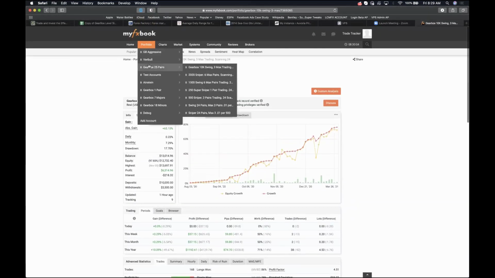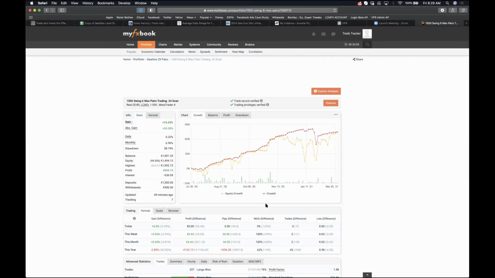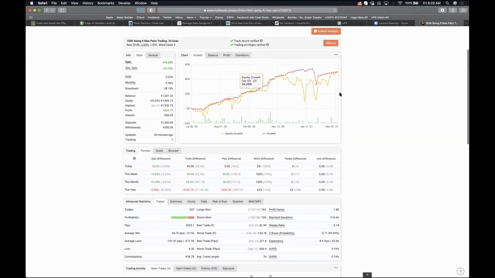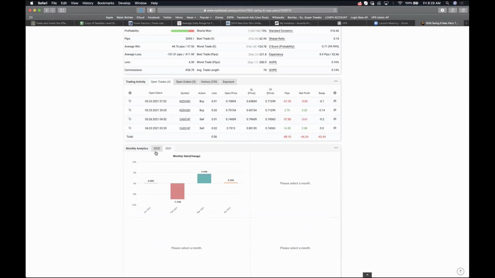Now, I'm going to take you over here. This was a $1,500 account running 6 max pairs trading on swing. Highly aggressive. Got in higher drawdown, took a loss, has recovered, but not fully. But look at this. We started in drawdown November 24th. It took me till now to get out of it. I even took a loss. But I want to show you something.